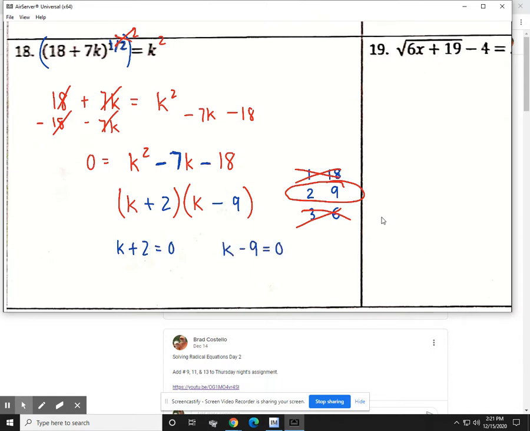And then the solving from here is really simple. With this one, we're going to subtract 2. With this one, we're going to add 9. So our solutions are negative 2 and positive 9.